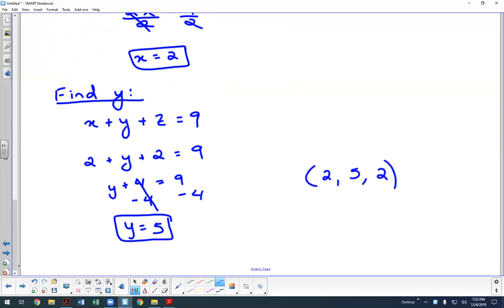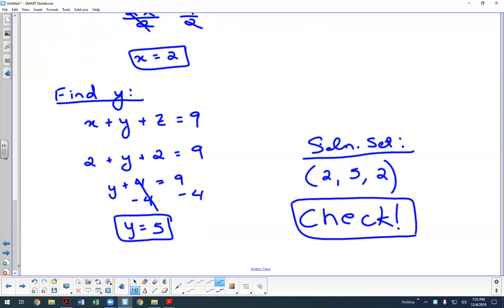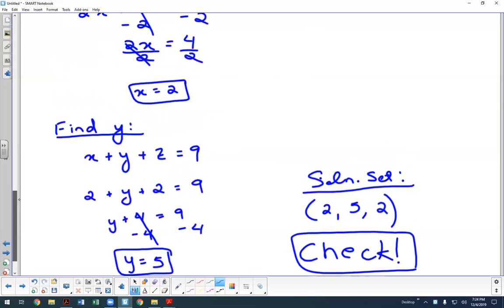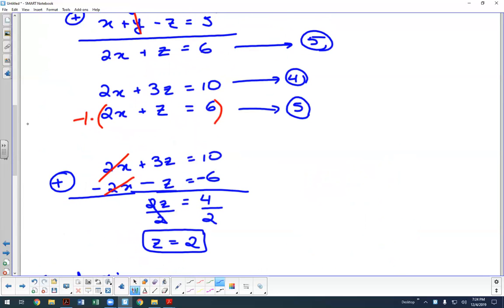Again, remember this is an ordered triple, so you do x, y, and z in that order. So 2, 5, and 2. And again, normally make sure you check your answer, but for time reasons, I'm not going to do that. So why did you go back to the original equation to check for y? Because our equations 4 and 5 don't have a y in it, right? So that's why to find the third variable, we always have to go back to the original equation.